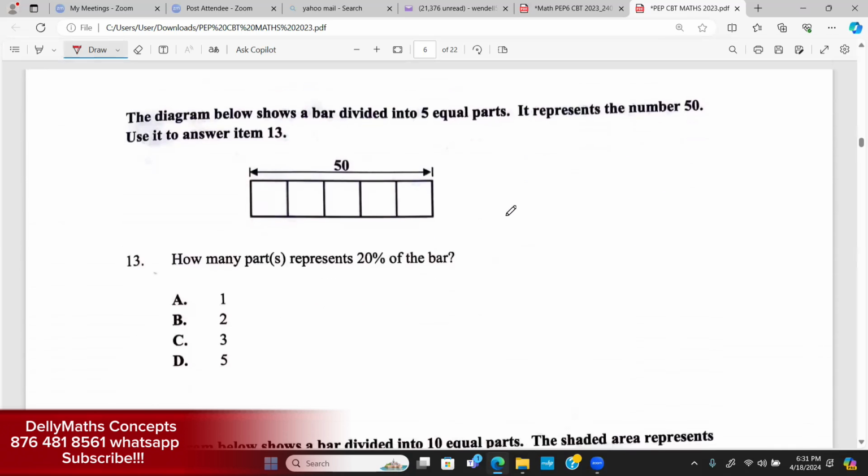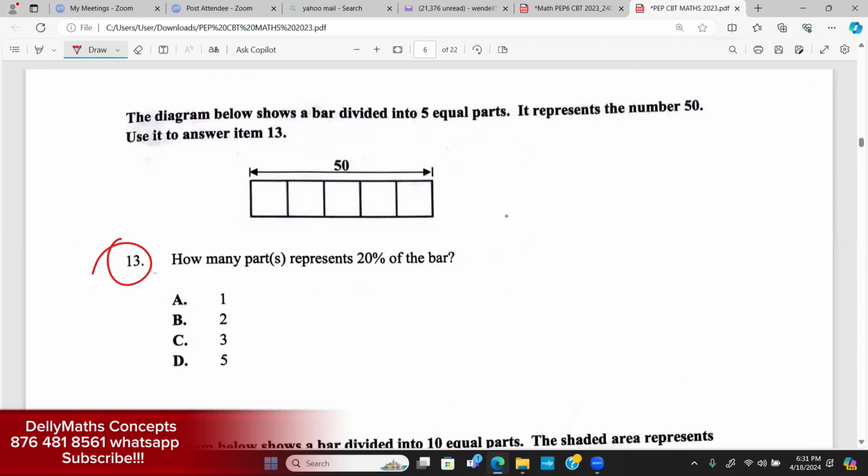Number 13 says the diagram below shows a bar divided into 5 equal parts, as you can see. It represents the number 50. All right. Use it to answer the question. So the question says, how many parts represents 20% of the bar?